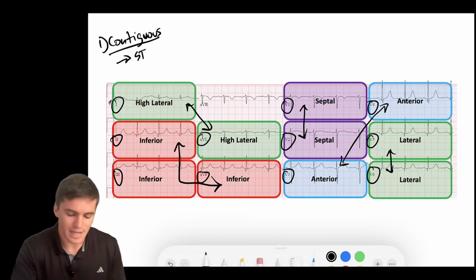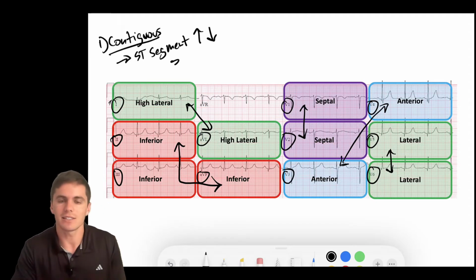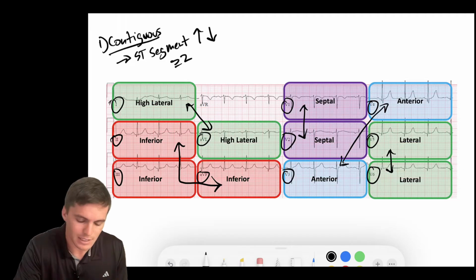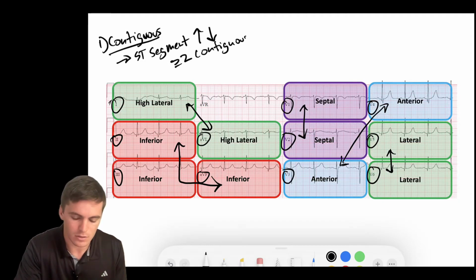That is contiguous, meaning they're kind of continuous with each other. And so when I see ST segment either elevation or depression, I need to see that in at least 2 contiguous leads.